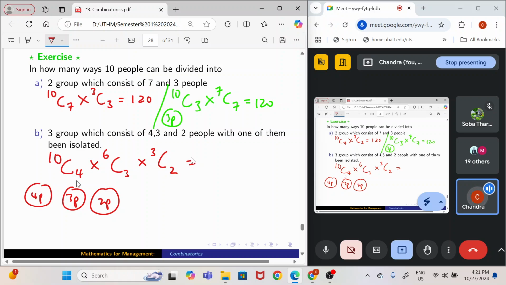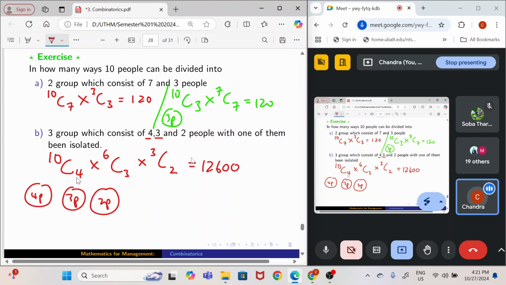Okay, out of 10, you choose 4 first. Left is how many people? 6. Out of 6, you choose 3 because 3 here. 4 done, 3. And then left is 3. Out of 3 people, you choose 2 more. So if you do this, the answer is 1260.